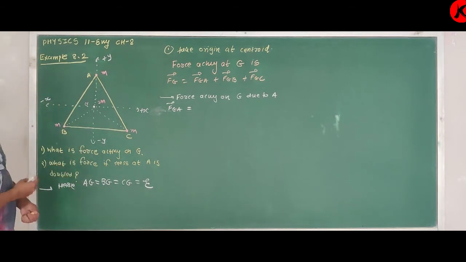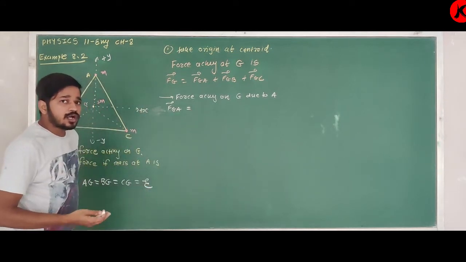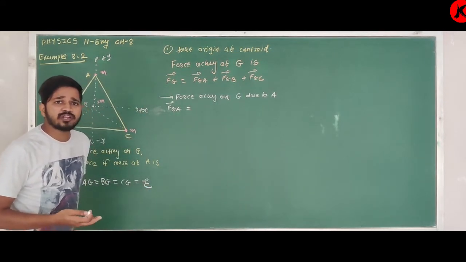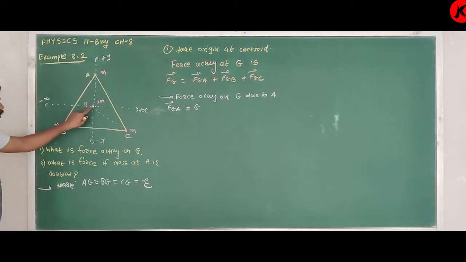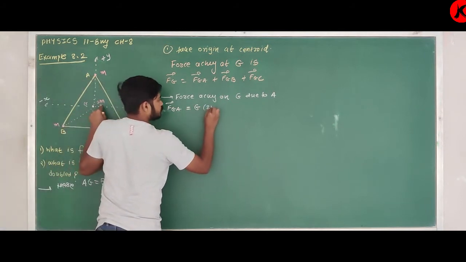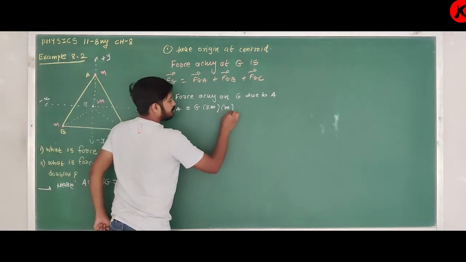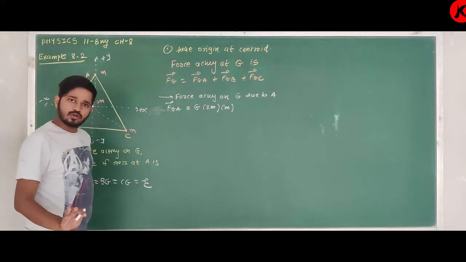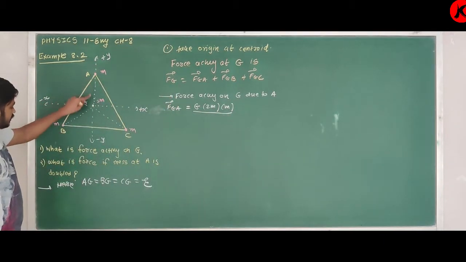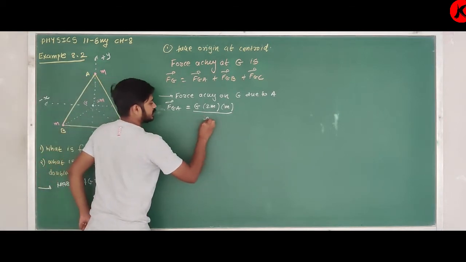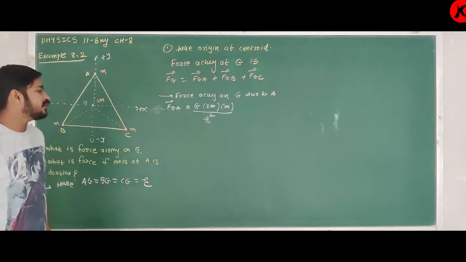Now, how to find the force acting on G due to A? It is very simple. First we write the magnitude. According to Newton's law, G m1 m2 upon r square. Here, on this centroid the mass is 2m. On A the mass is m. Divided by the distance between A and G, which is r, so r square.